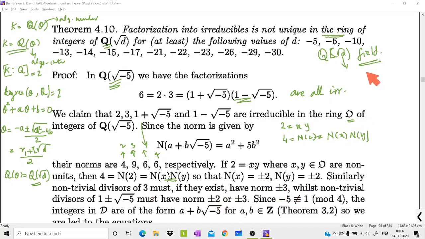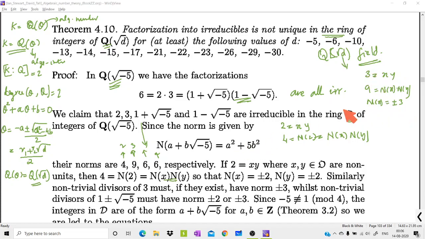Similarly, non-trivial divisors of 3, if they exist, must have norm plus or minus 3. That is because if you write 3 is equal to xy, we know the norm of 3 is this, and the norm of xy is the norm of x into the norm of y, as this is the product of the monomorphisms. So this can be written as N of x is equal to plus or minus 3, since these are integers, and N of y is also plus or minus 3. So if there exists any divisor for 3, its norm is plus or minus 3.